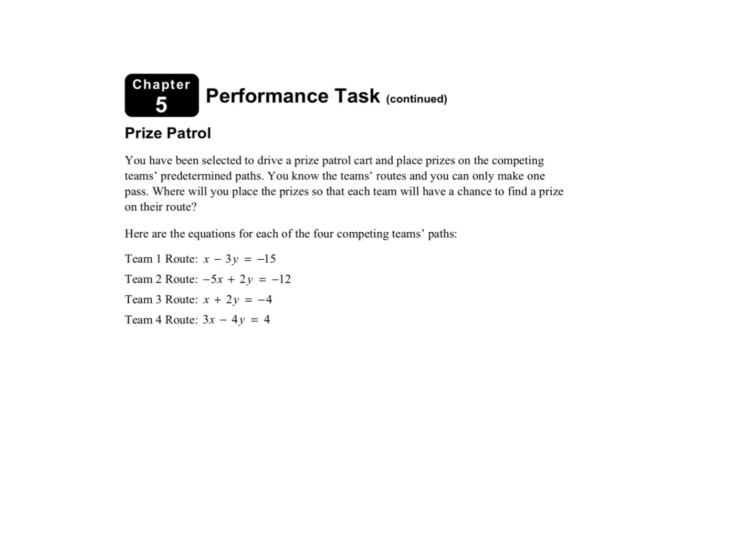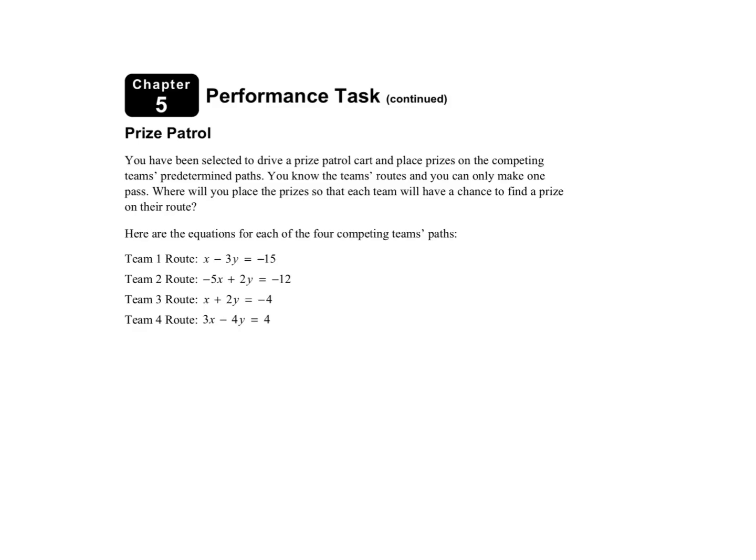Okay, chapter 5 deals with working with linear systems of linear equations. So you've been selected to drive a prize patrol cart and place prizes for the competing teams' predetermined paths. You know the teams' routes and you can only make one pass. So you're going to have to make a pass that's going to go through all four of their paths where you can place the items.